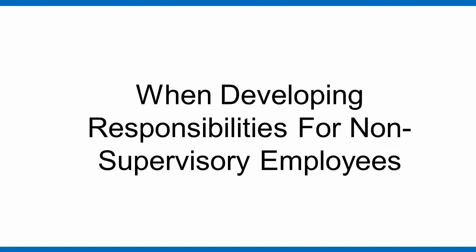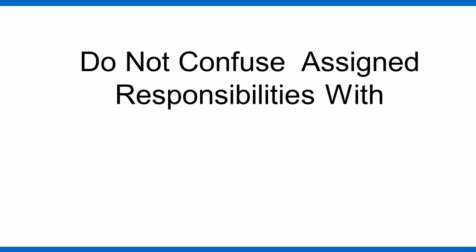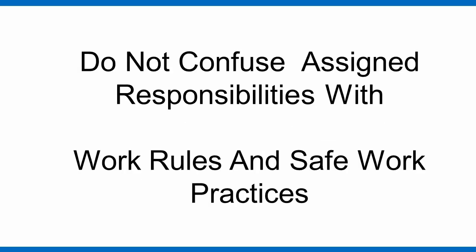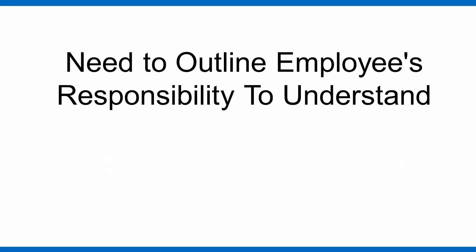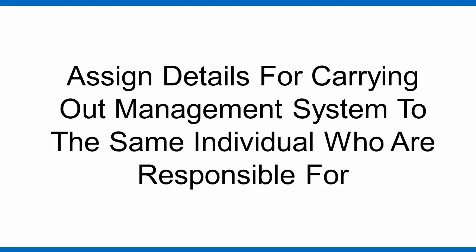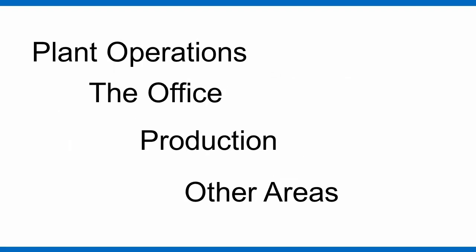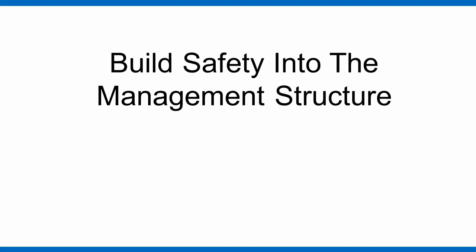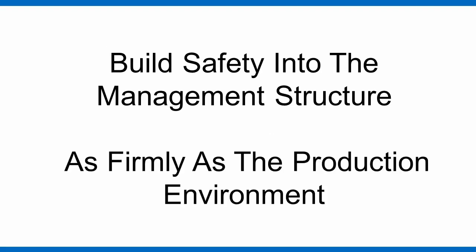When developing responsibilities for non-supervisory employees, be careful not to confuse the responsibilities with specific work rules and safe work practices. You should develop a brief, general statement about the employee's responsibility to understand and follow rules and safety work practices as appropriate. You should assign the details of carrying out your safety management system to the same individuals who are responsible for plant operations, the office environment, production, and other areas that should be included. In this way, you build safety into your management structure as firmly as you have in your production environment.